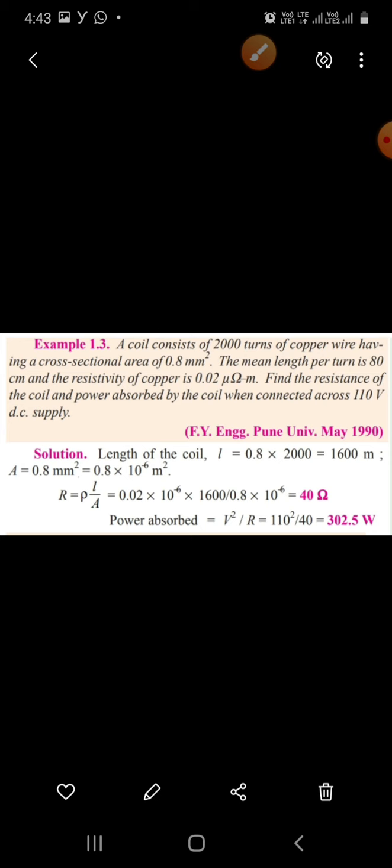Then another data, which is cross sectional area, is also given. That is 0.8 mm square. So we can write capital A as 0.8 mm square. When we are converting the cross sectional area into meter form, then we can write 0.8 into 10 to the power minus 6 meter square.